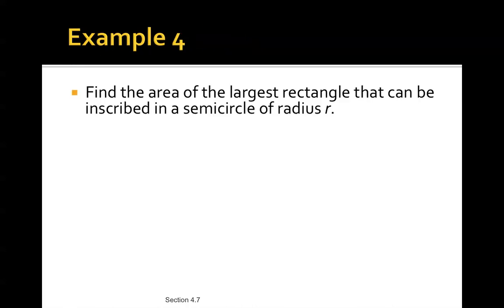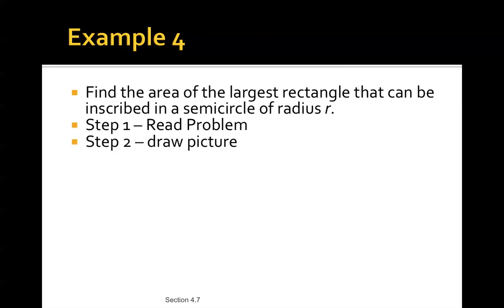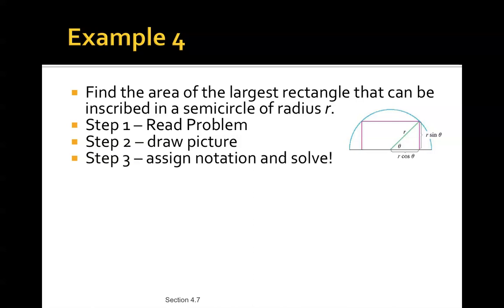What about another example? Find the area of the largest rectangle that can be inscribed in a semicircle of radius r. Step 1, read the problem, done. Step 2, draw a picture. So I have a picture over here to the right where my radius is r and I'm in a semicircle. Now I've decided to use an angle because I know my trig functions, and that seems to be the easiest way to solve this problem.